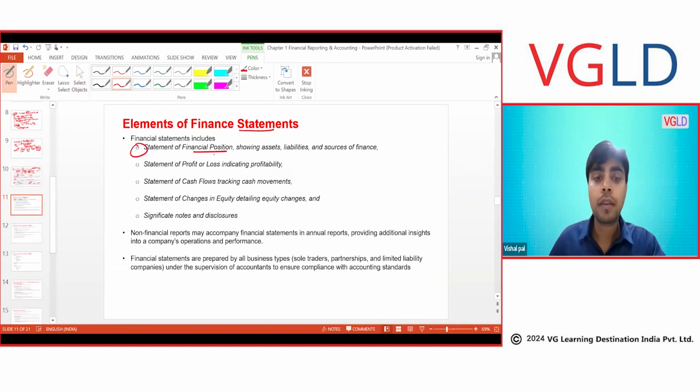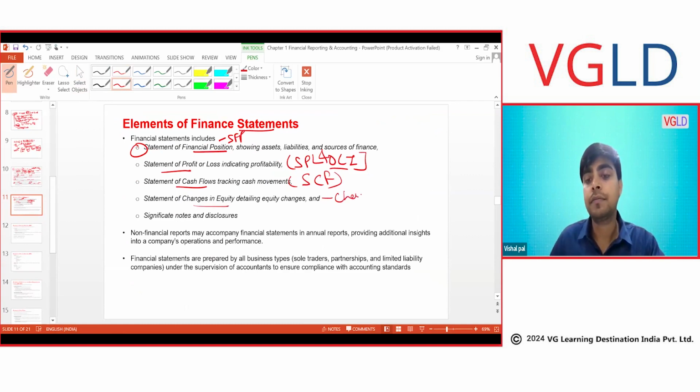Financial position. There is a SFP, statement of profit and loss, SPL, and OCI. There are two factors actually, so we'll just discuss them. Statement of cash flow and statement of changes in equity.